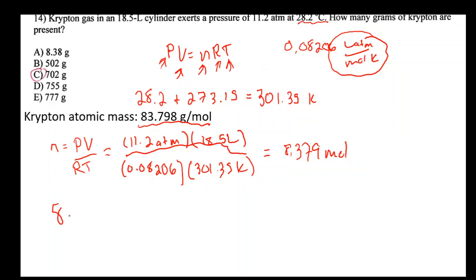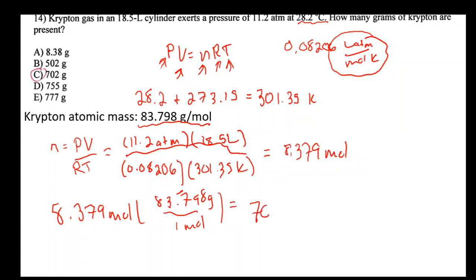So we just want to convert that back to grams. We have 8.379 moles, and then 83.798 grams per mole, which we pulled from the periodic table. And then we get 702. Yep, 702 grams, which would be our answer to the question. So that's easy enough.